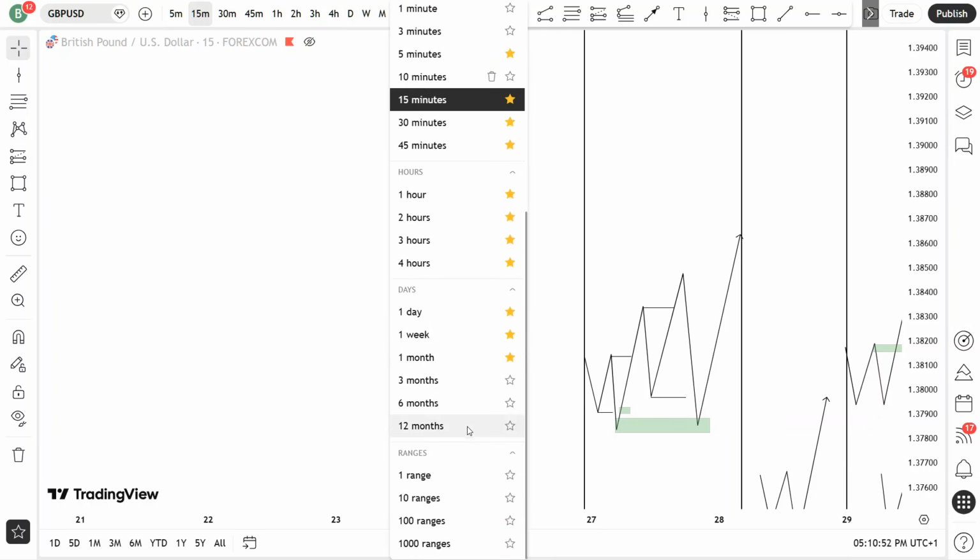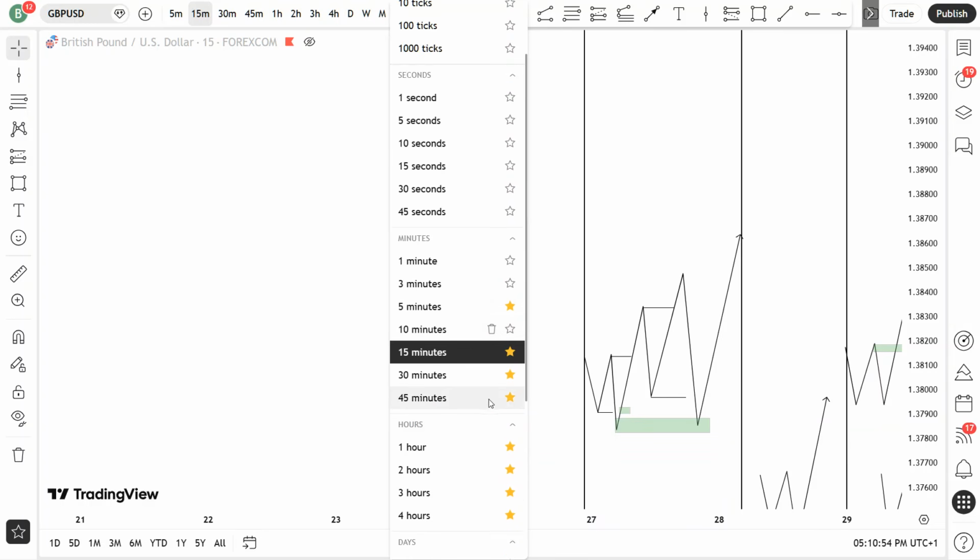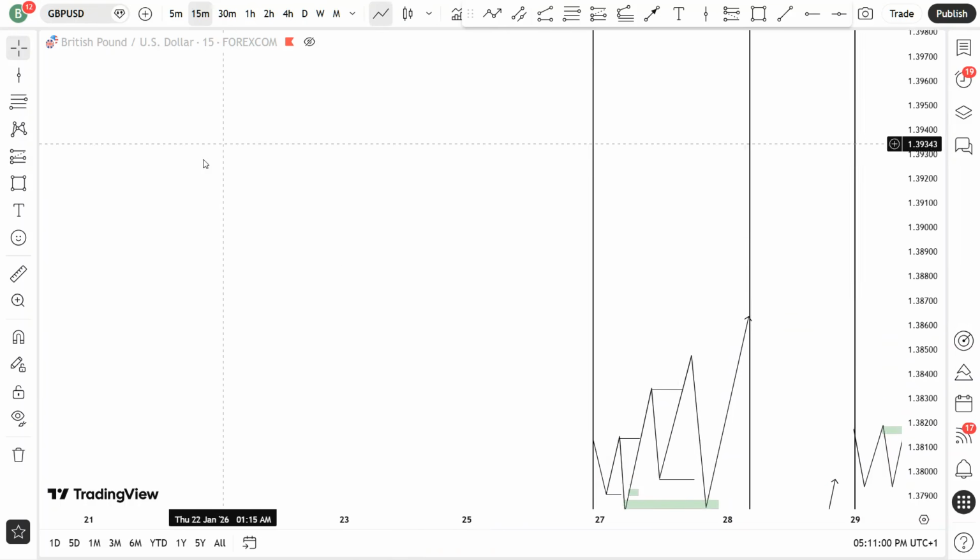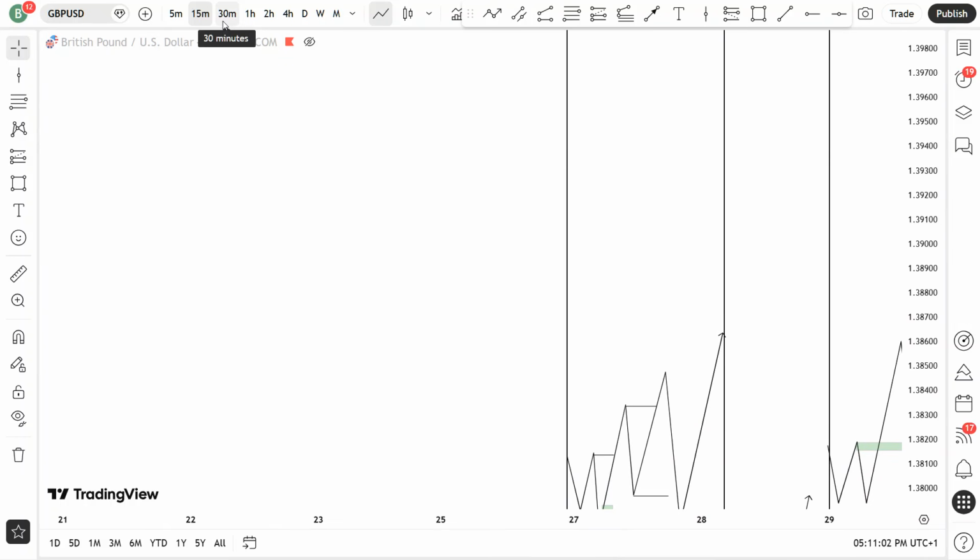Let me remove them. Thank you. Let me remove this and this, right? So now this is it. The 30 minute, 15 minute, and 5 minute time frames are my lower time frames, where I find entries or refine my entries.